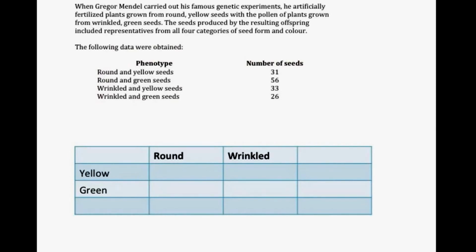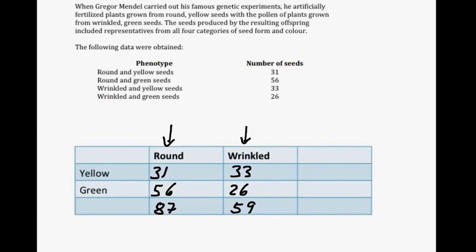So we would have round and yellow, we have 31 seeds. We have round and green, where we have 56 seeds. Wrinkled and yellow has 33 seeds. And wrinkled and green seeds, these are 26 seeds. And now we can calculate our marginal totals. So if we do that here, we get 87 seeds. If we do that here, we have 59 seeds.